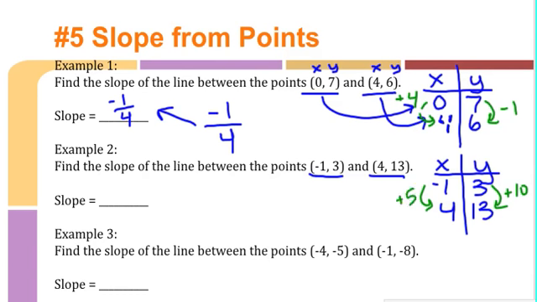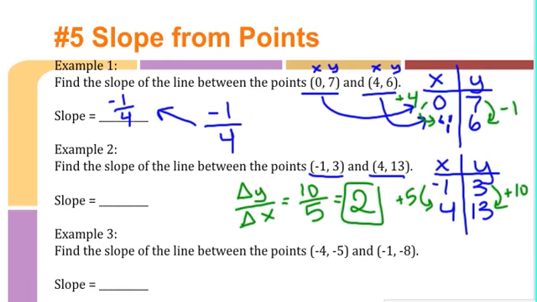If you're still having trouble with this, you want to come and see me. So negative 1 to positive 4, that's adding 5. So now I take the change in y divided by the change in x. The change in y is on the right, so positive 10 divided by positive 5, and that is positive 2. So my slope is 2.